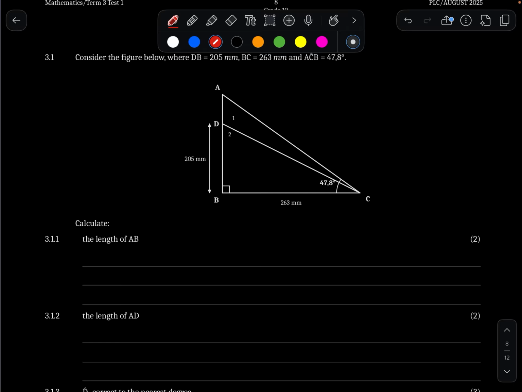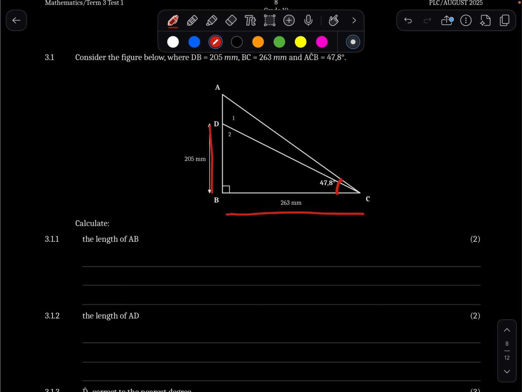Question 3.1. Consider the figure below where DB is 205, so we can see that here. BC is 263, so that's this bottom line. And then the angle that they've given is ACB. Okay, so this whole angle here is 47.8. Calculate the length of AB.